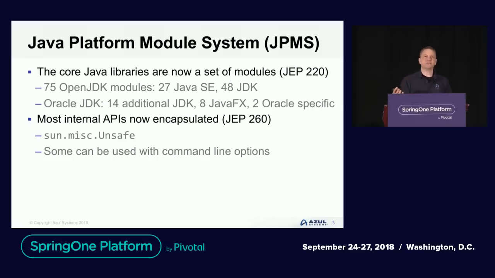Then there's 48 which are part of the JDK. And that's all sorts of different things, like there's JShell, there's Nashorn, unsupported is there. There's all sorts of different modules there as well. Like I say, the Oracle JDK has a few extra ones. It's got JavaFX, it's got a couple of Oracle-specific ones, and so on.